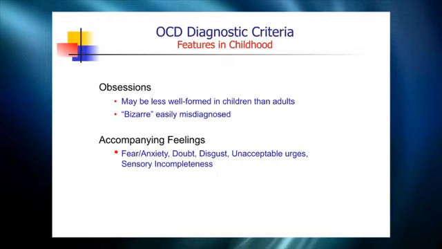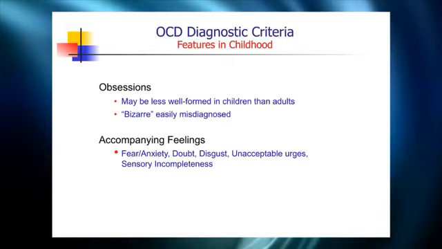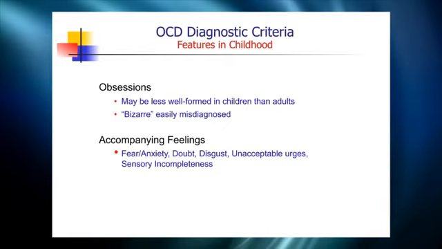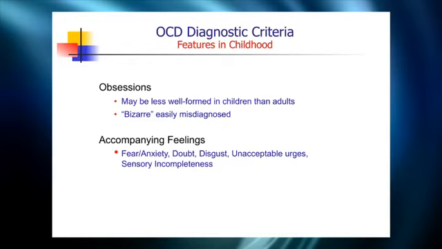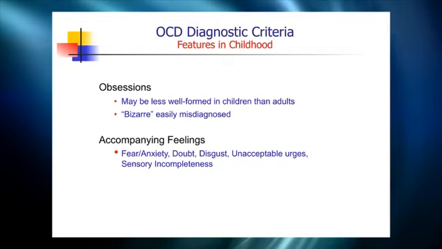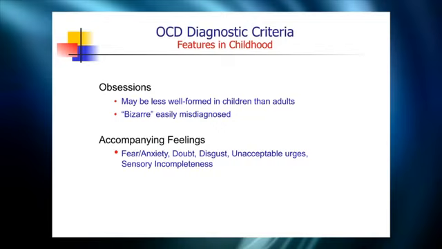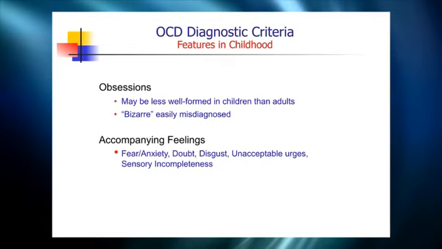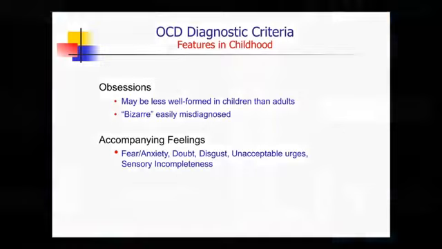Now, as I said, OCD in children and adolescents is very similar to that in adults. The only couple of things that we want to look out for when we're trying to diagnose OCD in children is that the obsessions may be somewhat less well-formed. Most adults can describe to you in reasonable detail what their obsession is, but young children often have a hard time describing a specific fear. They may say, I just feel something bad is gonna happen, or I'm not sure, I just get nervous or scared in these situations and I can't tell you why. So sometimes it's a little more difficult to figure out what the obsession is.